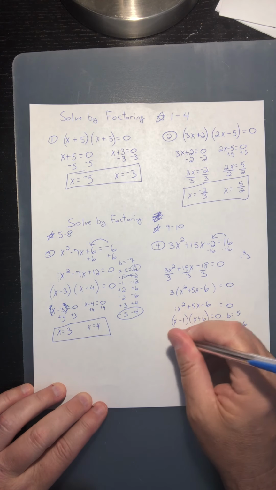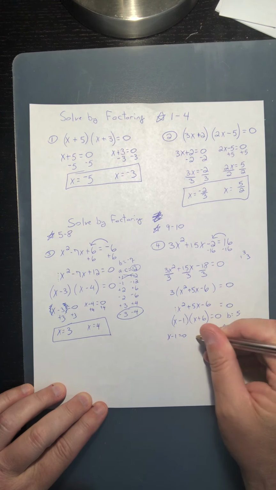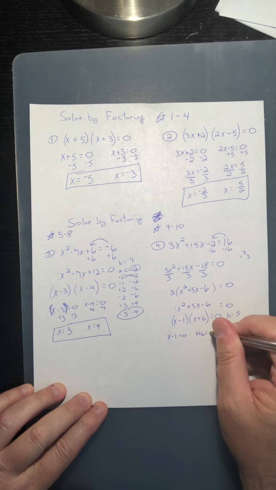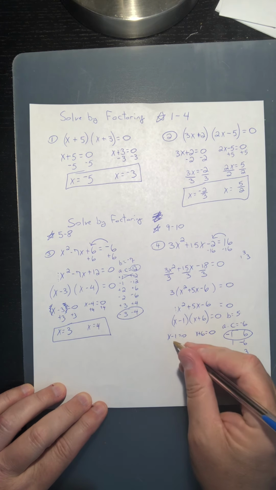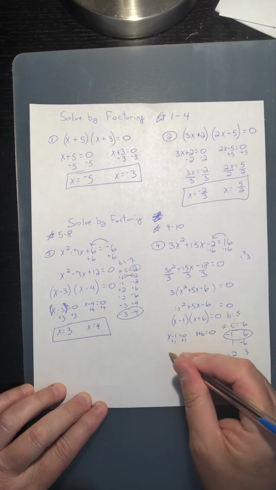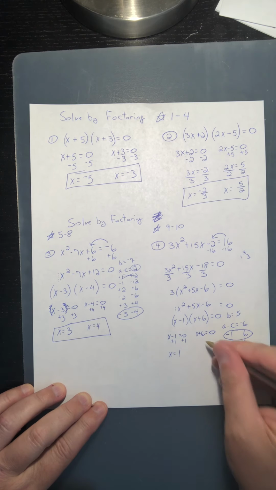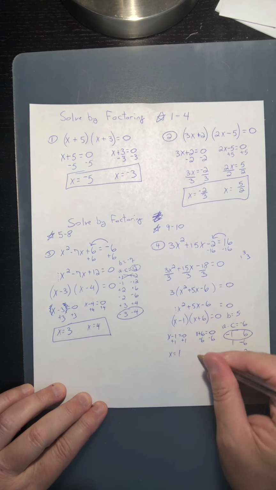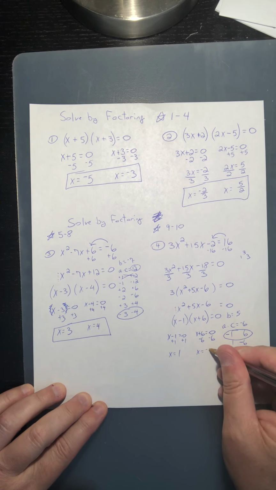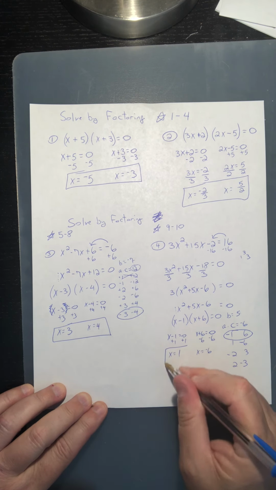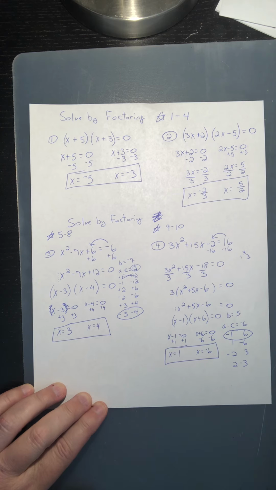All right, so I'm going to set x minus 1 equal to 0. I'm going to set x plus 6 equal to 0. I'm going to add 1 to both sides. That gives me x equals 1. I'm going to subtract 6 from both sides. That gives me x equals -6. And I am finished. That easy.